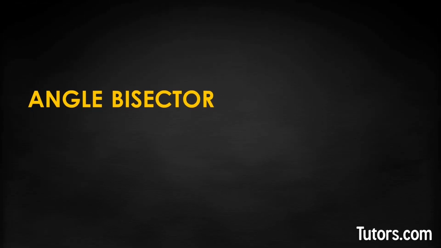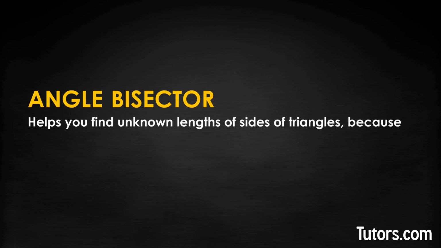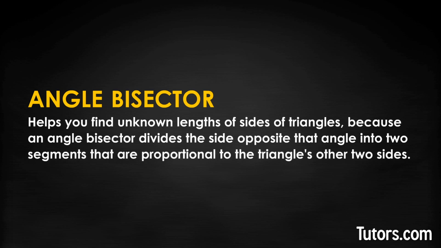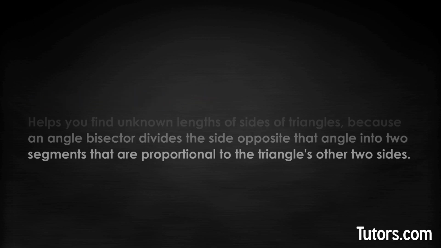The angle bisector theorem helps you find unknown lengths of sides of triangles because an angle bisector divides the side opposite that angle into two segments that are proportional to the triangle's other two sides. How can I construct an angle bisector?